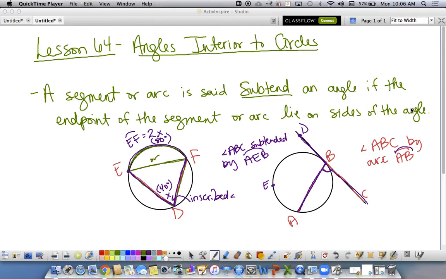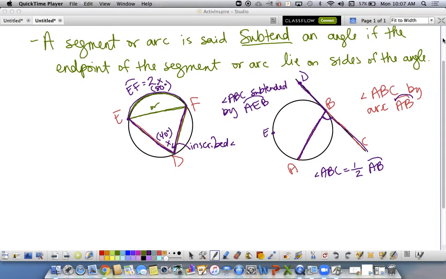Okay, I'm just going to write it. Angle ABC is equal to half the measure of arc AB. That's kind of what your book says. They put the little M for measure. I just say it. Okay, so I'm going to scroll down just a little bit and give you a number.